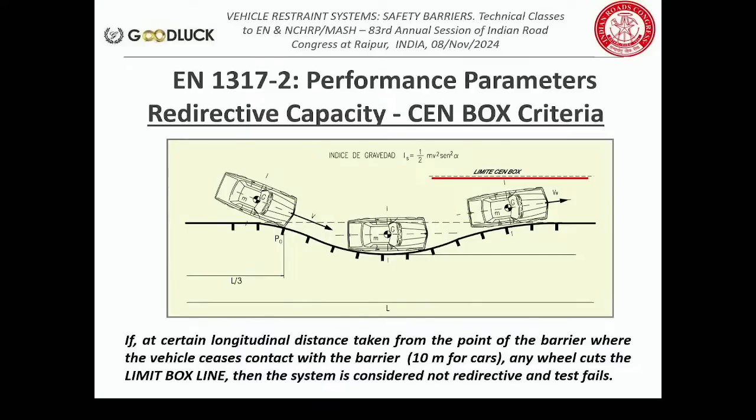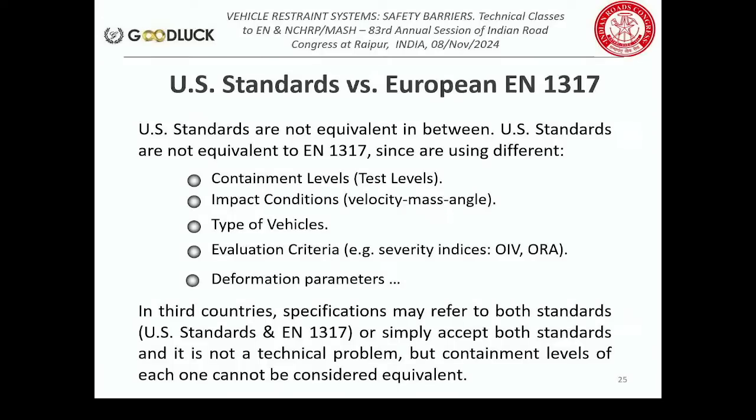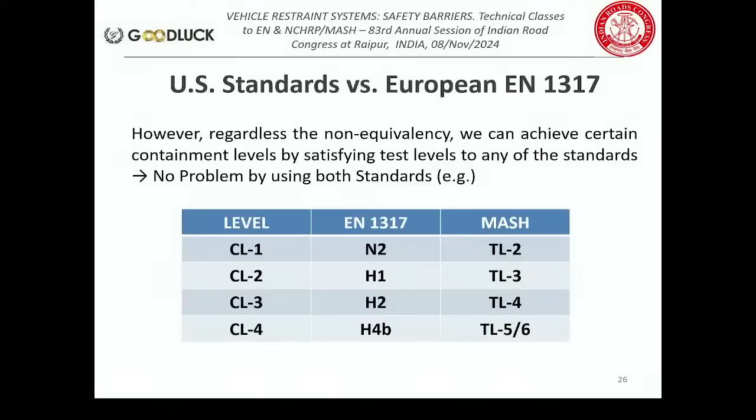Here we have already spoken about EN 1317. Let's talk about US MASH, which is the second standard that is used worldwide. Majorly, they have different containment levels, different impact conditions, different types of vehicles for which they are crash tested, different evaluation criteria, and different deformation criteria as well.